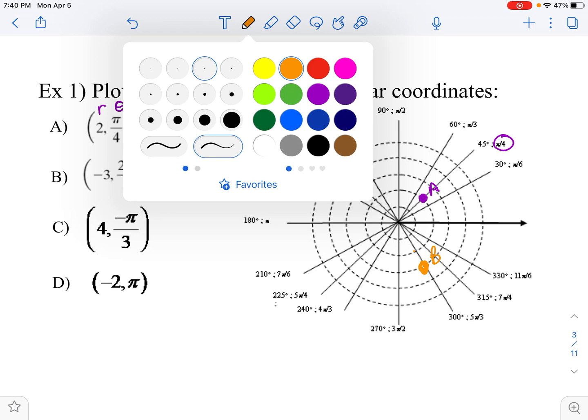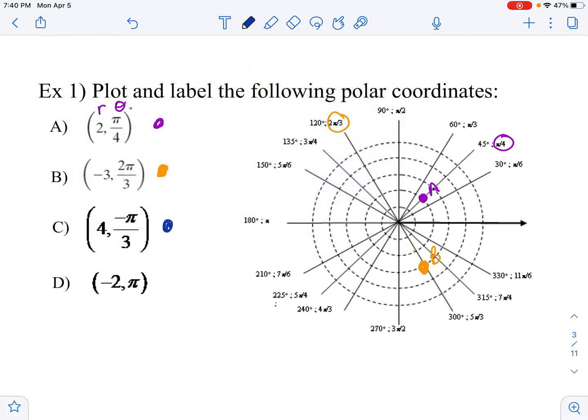If we take a look at the next point, I'll do that one in blue. It says rotate to negative pi over 3. Well, I know pi over 3 is up here, so negative pi over 3 would be down at 5 pi over 3, right? I rotate in the backwards direction. But then it's positive 4, so here's my ray. I'm going to go 1, 2, 3, 4 units out, and there is point C. Again, the actual ray itself isn't part of it, but point C is 4 units out, since it was a positive 4, onto that ray.